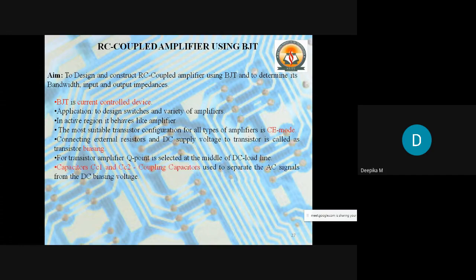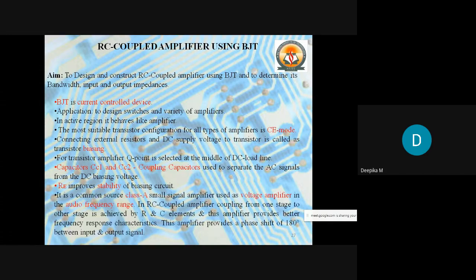And two capacitors are used. We call them coupling capacitors. Why? Because they separate the AC signal from the DC biasing voltage. So therefore, these are nothing but the coupling capacitors. And we are going to use the emitter resistance, which stabilizes the biasing circuit.